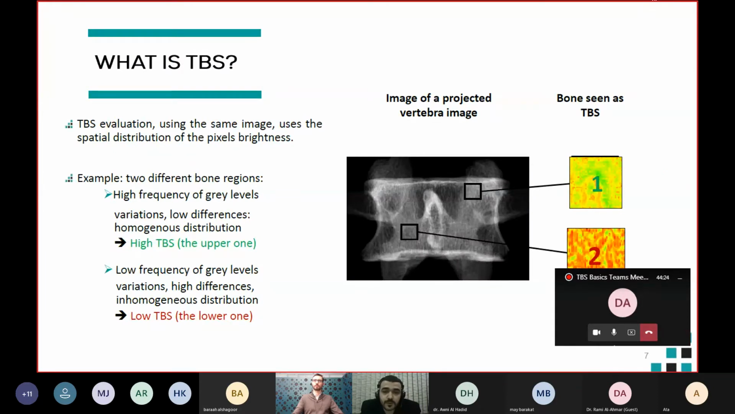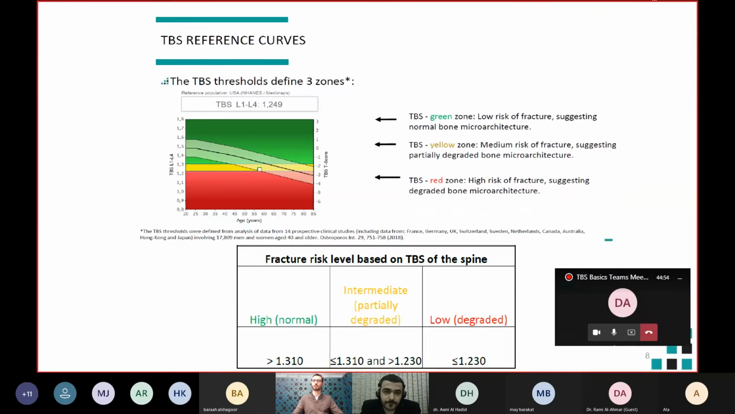Okay. So let's take this projected vertebra image. As you can see, in this place, number one, you can see good trabecular connections of bone, and you can say that it is showing us the quality of the bone. And in the second area, which is the same vertebra, we have bad quality of bone, so a low TBS. TBS also has a reference curve, just like BMD. The green zone is low risk of fracture, suggesting normal bone microarchitecture. The yellow zone is the medium, and the red zone is high risk of fracture, or degraded bone microarchitecture.